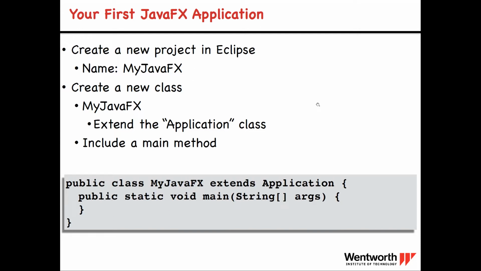So we are going to create a new project in Eclipse, and the class that we create that includes main, we're going to have that extend the Application class. Now, depending on which version of Java you have, depending on which JDK you have, this is either going to work fine or it's not going to work at all. So I'm going to show you, using two different versions of Java, the process you have to go through to get this stuff working.